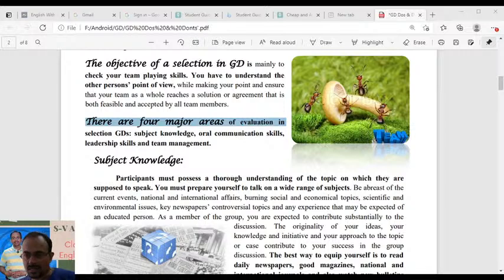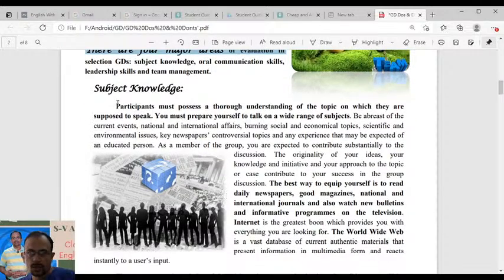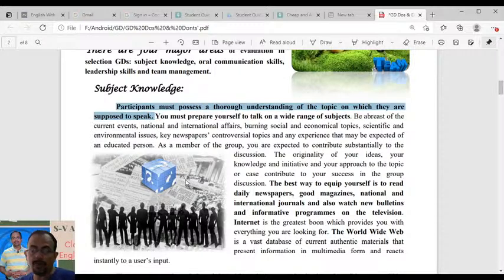Let us discuss in short what the major areas are which are taken into consideration while you participate in a group discussion. Number one is subject knowledge. Participants must possess a thorough understanding of the topic on which they are supposed to speak. You need to have a very good knowledge of the content, dear students.